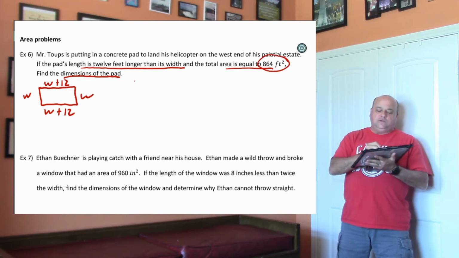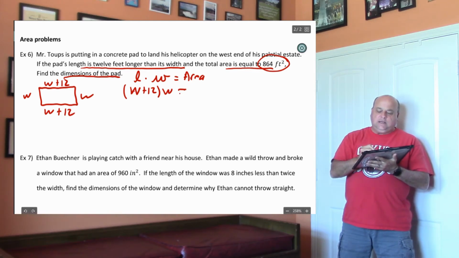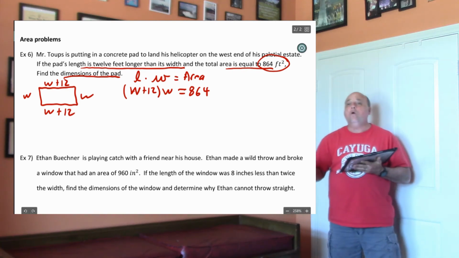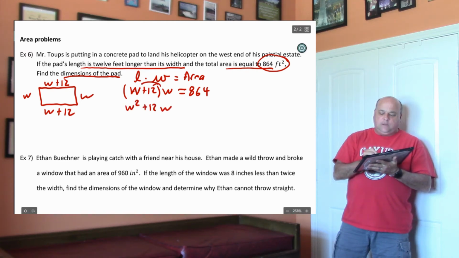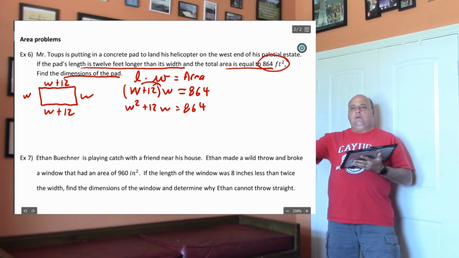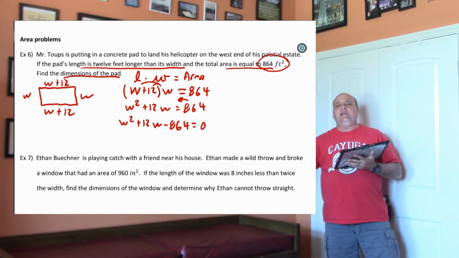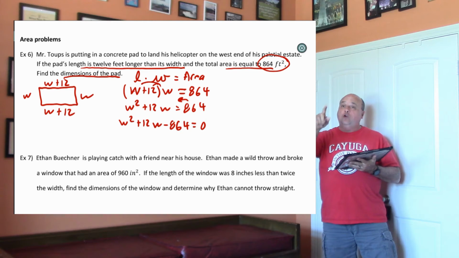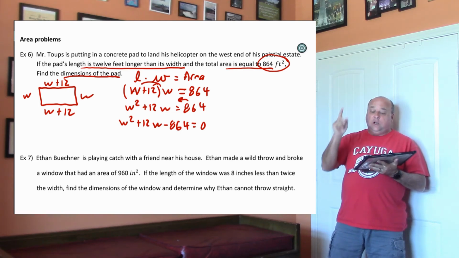So length times width equals area, right? Length times width equals area. So the length is going to be W plus 12. The width is going to be W, and the area is going to be 864. Now then, multiply by the W. So distribute the W. So W squared plus 12W equals 864. And then we're going to move the 864 over. So W squared plus 12W minus 864 equals 0. Now then, we're going to factor this and get the zeros, okay? You could graph this and trace to the positive 0. We're going to factor it though, and we got to use 864, subtract, get 12.